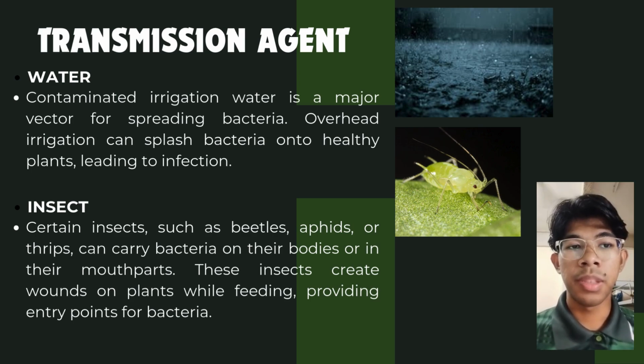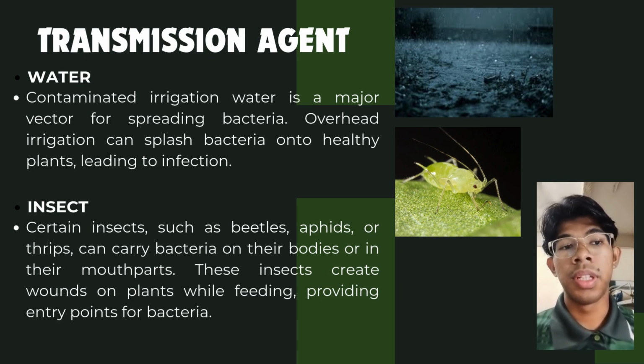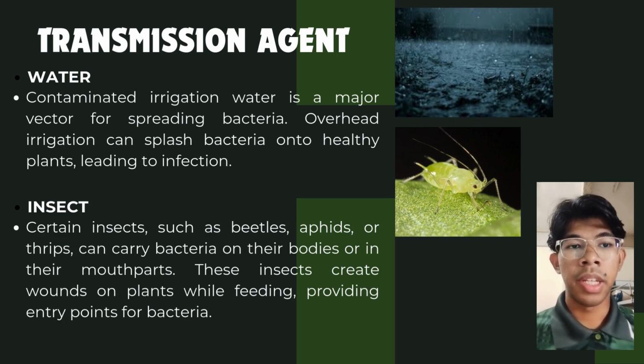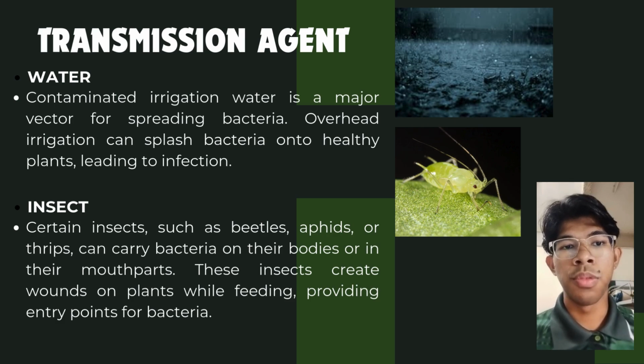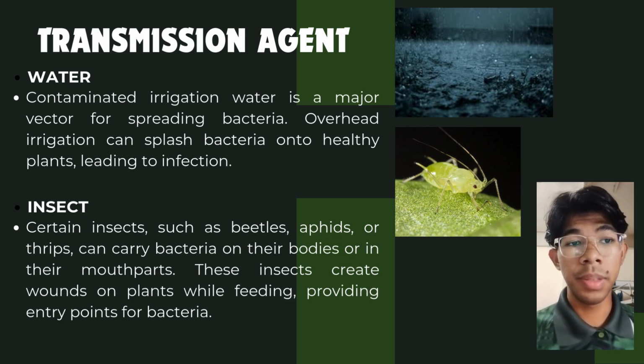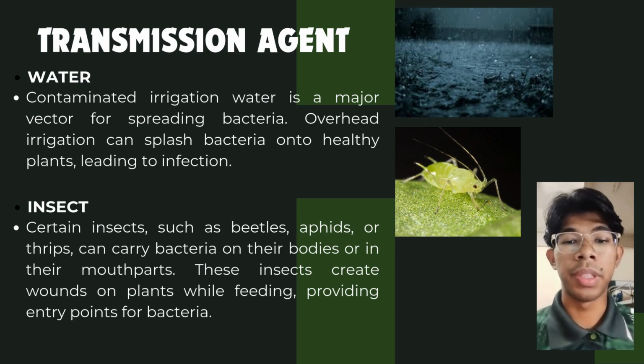Overhead irrigation can splash bacteria onto healthy plants, leading to infection. Other than that, certain insects such as beetles, aphids or thrips can carry bacteria on their bodies or in their mouthparts. These insects can create wounds on plants while feeding, providing entry points for bacteria.